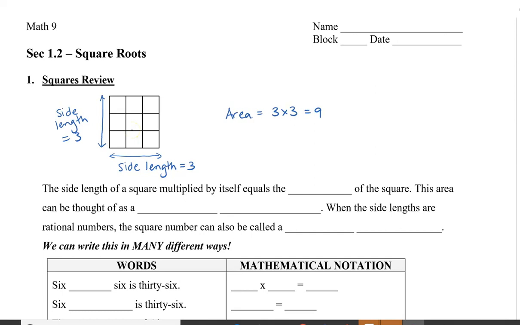Now the relationship between the side length and the area is that I take the side length of a square, and when I multiply it by itself, it equals the area of the square. Now this area can be thought of as a square number. Now when the side lengths are rational numbers, the square number can also be called a perfect square.